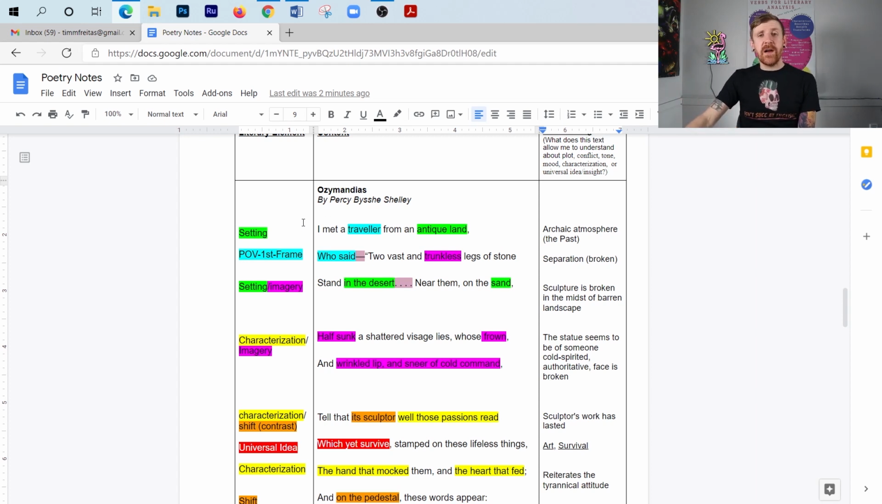So sure enough, I've got setting. It brings up this kind of archaic atmosphere. And then I also have setting a couple lines down where it talks about being in the desert full of sand. And what's really important here is that we have a barren landscape, okay?